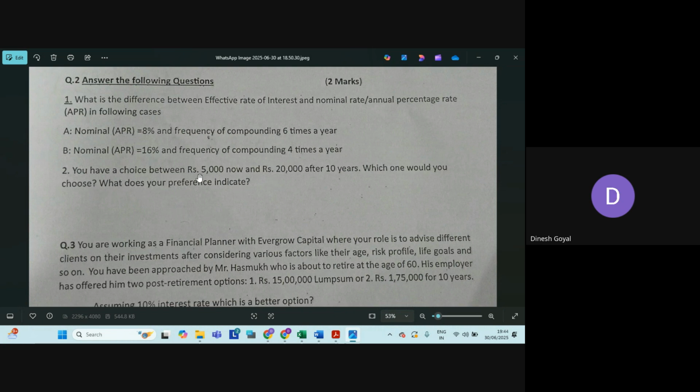Now this is the next question. You have a choice between rupees 5,000 now and rupees 20,000 after 10 years. Which one would you choose? This type of question also I have discussed, right?